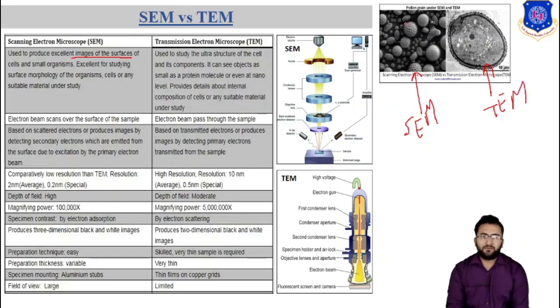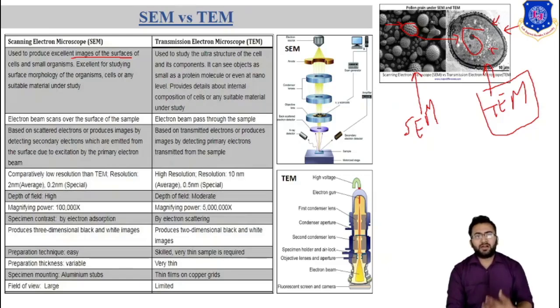From the SEM we are just getting information about the surface, but using TEM we can get detailed information about this molecule. This is a detailed image of this molecule using TEM, where we can easily understand this is the wall of the cell and what the inside structure of the cell is. So TEM gives an ultra-magnified image compared to scanning electron microscopy, but it consumes higher energy compared to the scanning electron microscopy.